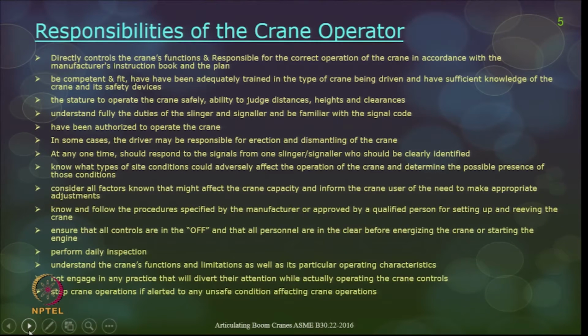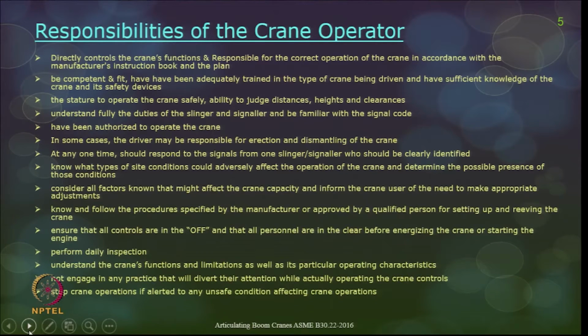He should be competent, he should be fit enough and have adequate training in the type of crane being driven, because there are so many types of cranes, and sufficient knowledge of the crane and safety devices. The stature to operate the crane safely, ability to judge distances, heights, clearances, understand the full duties of signaler, slinger and be familiar with the signal codes, and should be authorized to operate the crane. He should be physically and mentally fit, because crane operators' mistakes can lead to very major accidents in sites. The driver may also be responsible for erection and dismantling of the crane.